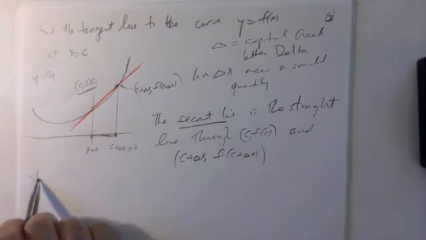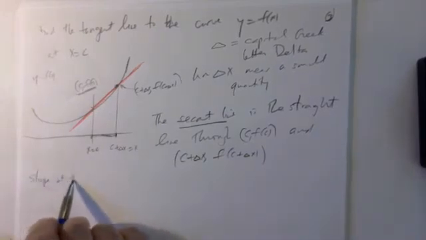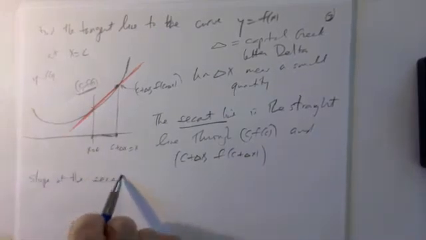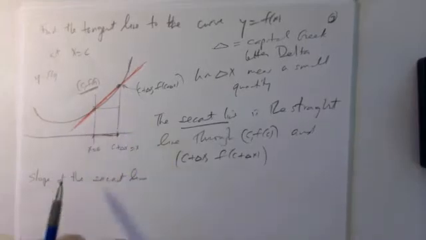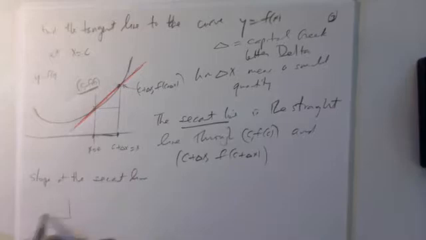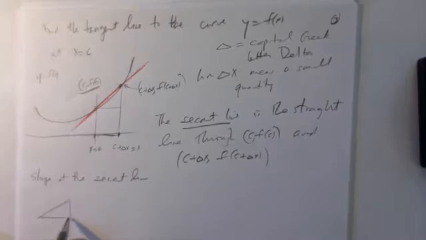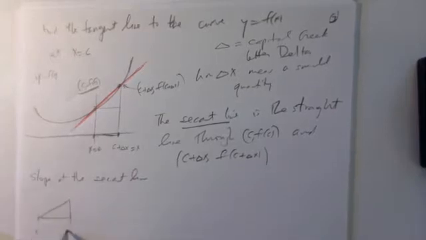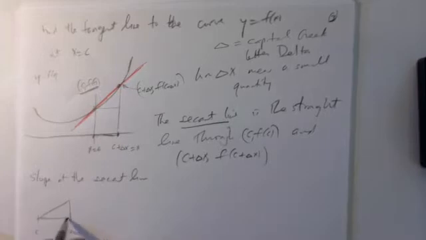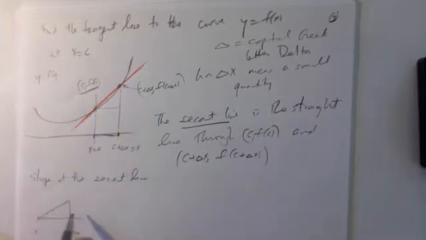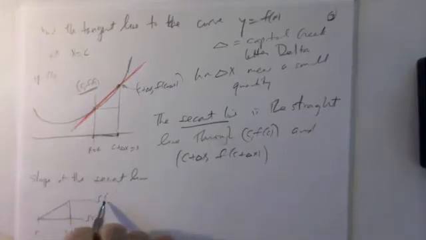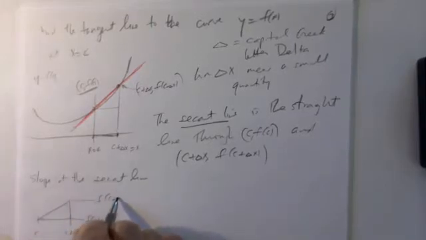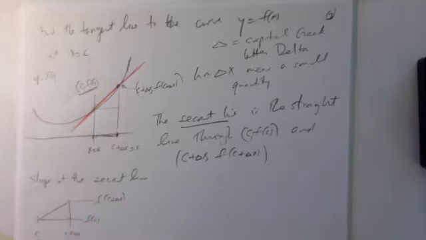What is the slope of the secant line? Well, we basically have a triangle. This is C and this is C plus delta x. And this height is f of C. And this height is f of C plus delta x.